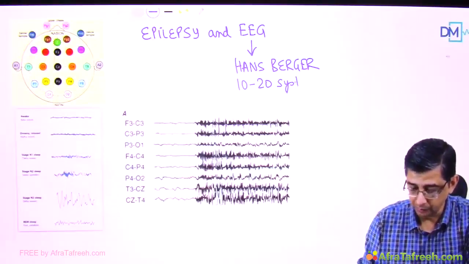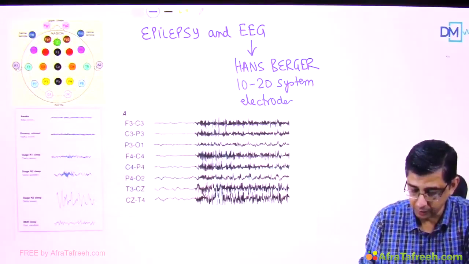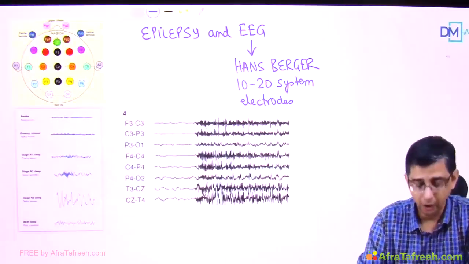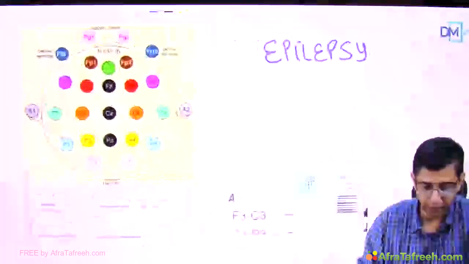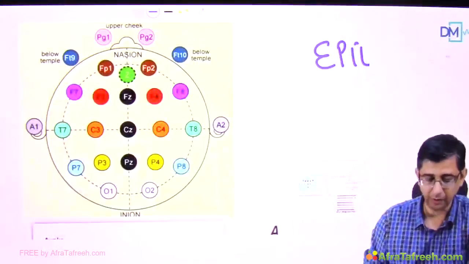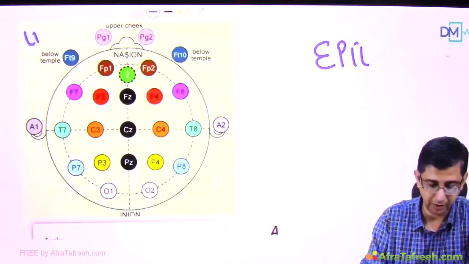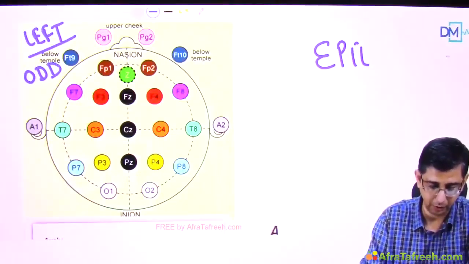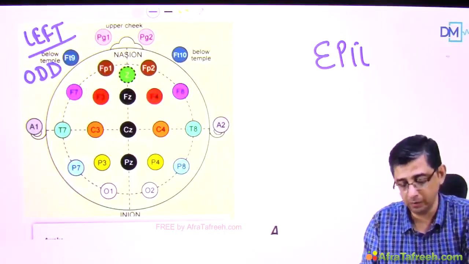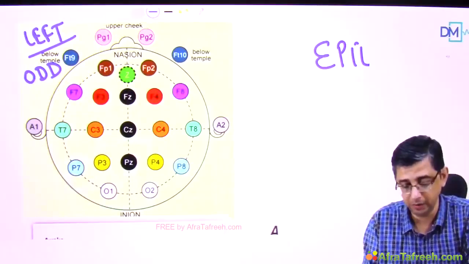The 10-20 system for putting electrodes on the scalp of the patient is very much in vogue even at the moment. You will notice that when they put these electrodes, the ones in the central part all have the nomenclature Z, whereas the ones on the left-hand side will always have an odd number. So remember that electrodes on the left side have odd numbers, and electrodes on the right side have even numbers.